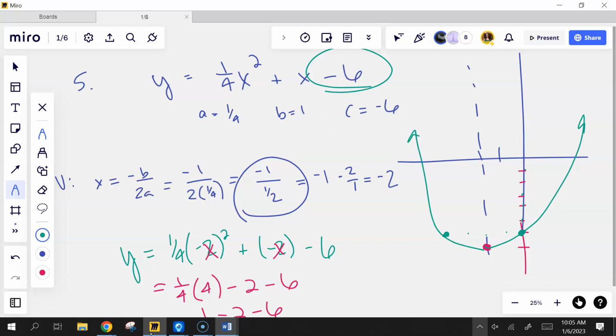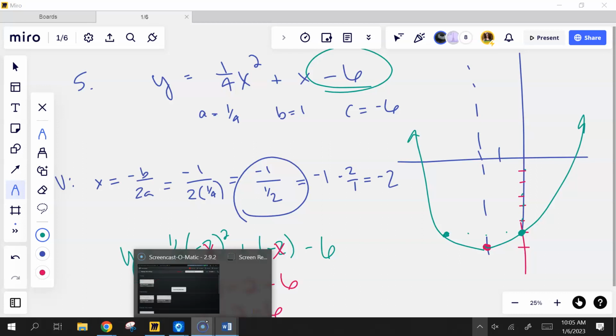What's negative? A is what tells you. If A is positive, it's up. If A is negative, it's down. C is your y-intercept. It is wide. That looks good. Y-intercept's good. Everything checks, so I know I'm good to go.